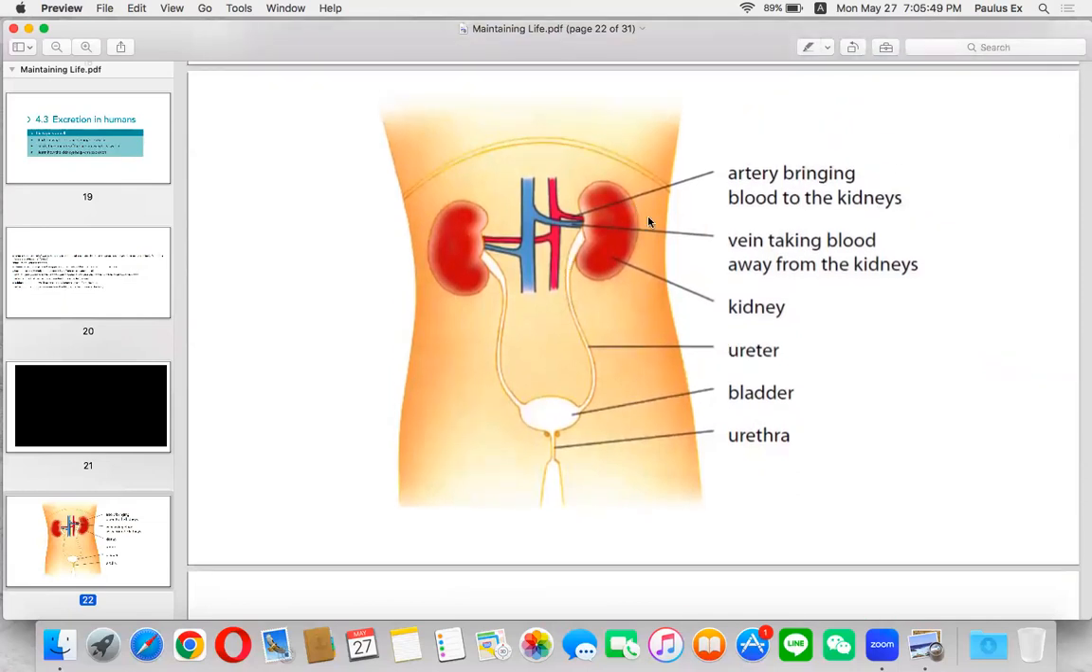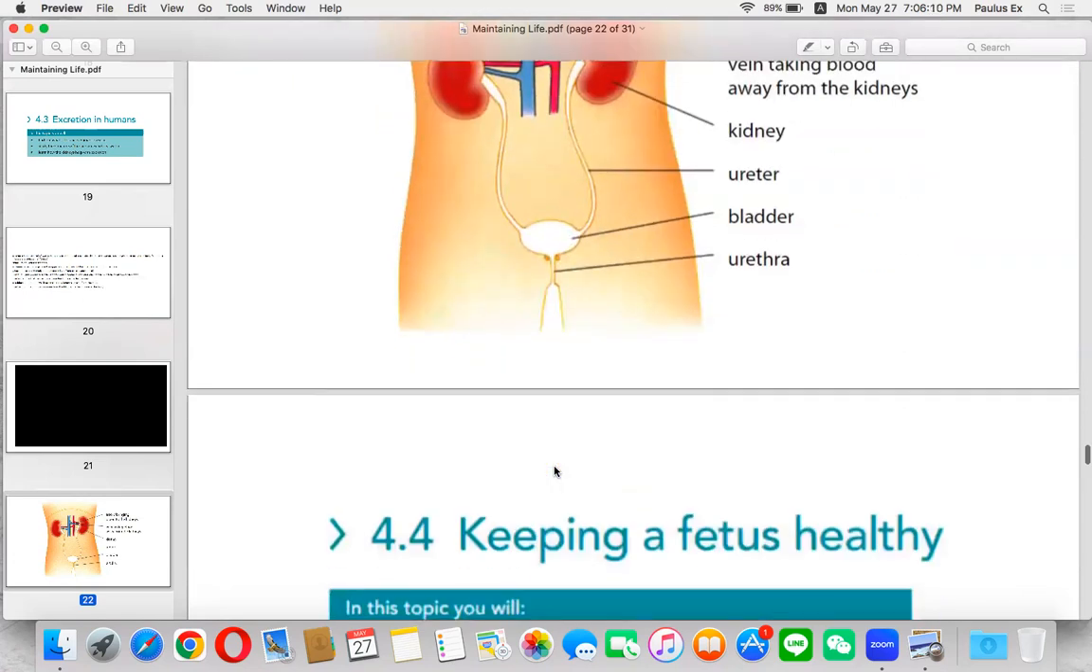Okay, first from the kidney, and then the ureter, and then the bladder, and then the urine is stored here until you pee. You pee and then it exits through the urethra. That's it. Got it, yeah?